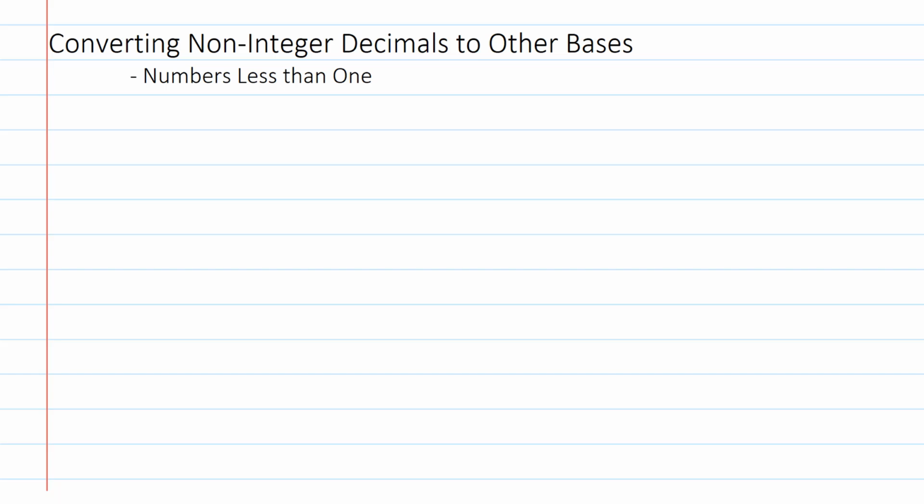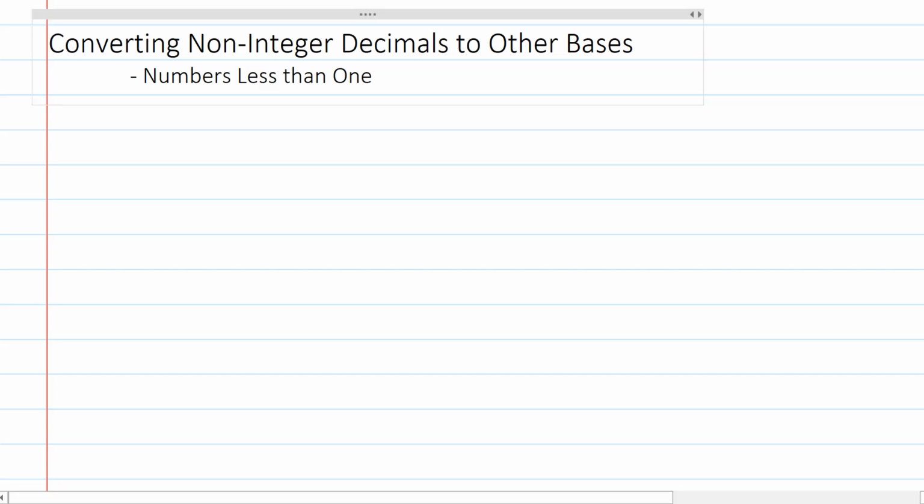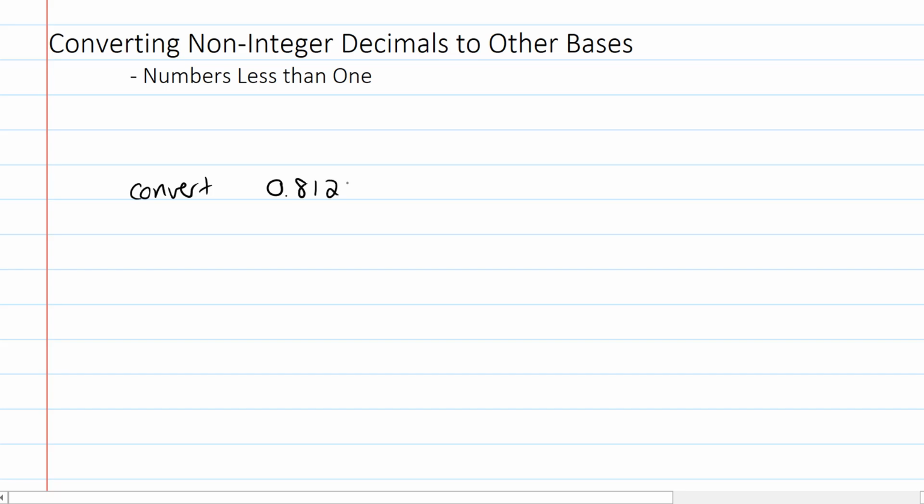In this video, we will convert non-integer decimals to other bases, looking at the particular instance of numbers less than 1. So for our first example, we're going to take a decimal number and convert to binary. So you're going to take 0.8125. I haven't written a subscript because this is a decimal number, though I could do subscript base 10 if I wished, to binary. And we're going to use the method of repeated multiplication. So I'm going to take my number here, 0.8125.